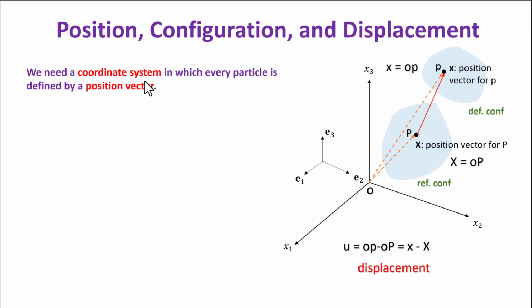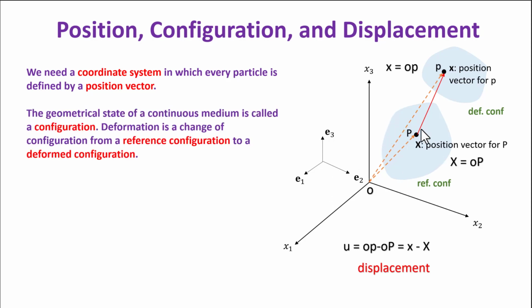First, we need to have a coordinate system. We need a coordinate system in which every material particle can be defined by a location, by a position vector. Here we use Cartesian coordinates x1, x2, x3, and their base vectors e1, e2, e3 respectively. The undeformed state is schematically shown here.